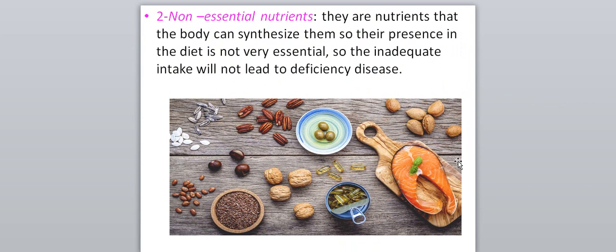Non-essential nutrients are nutrients that the body can synthesize in the body, so their presence in the diet is not very essential. So inadequate intake will not lead to a deficiency state.